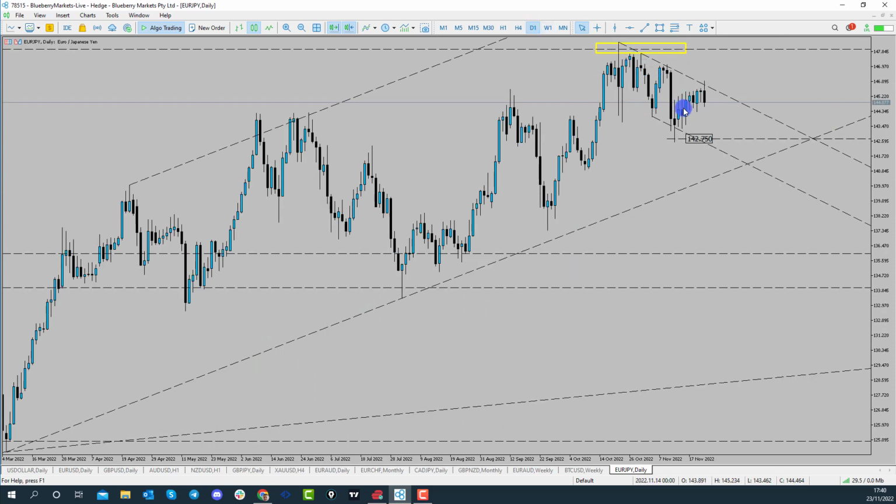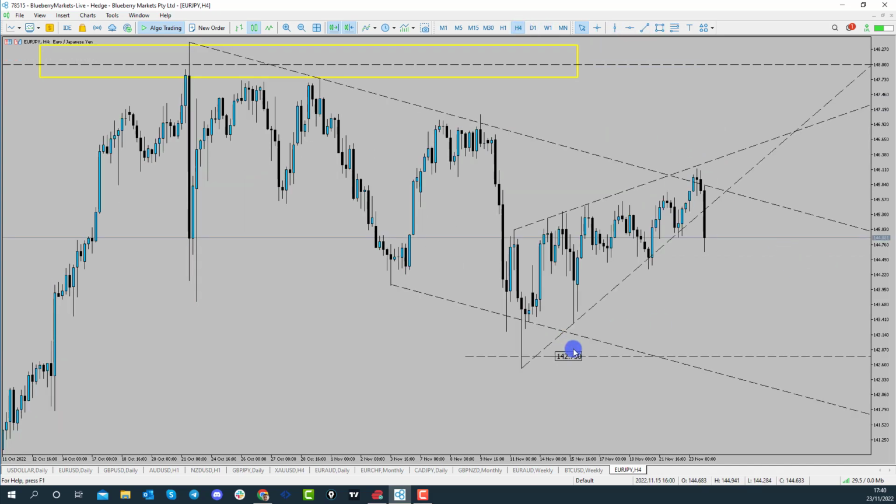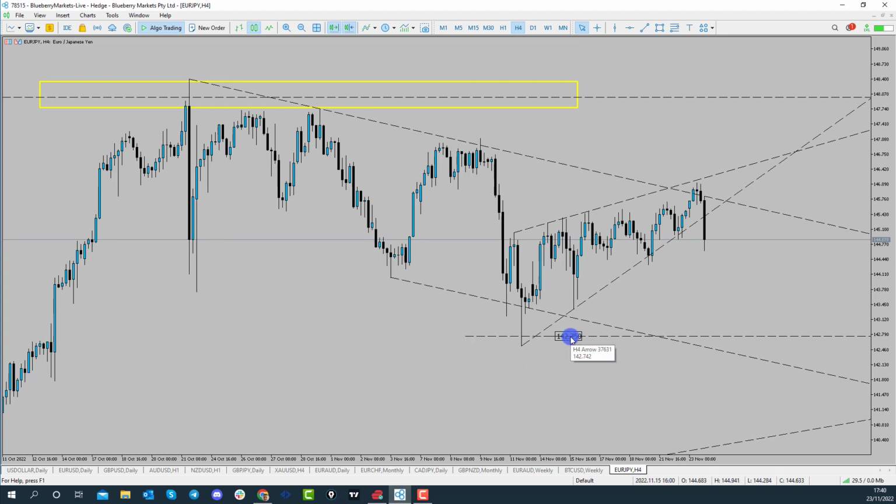Daily time frame, we're definitely in that sort of retracement phase, that move back, but it could end at the higher time frame bullish channel support. But before we get there, we have the 142.75 handle that we have to deal with, which price could come into. Now price has broken out of this consolidative pattern.